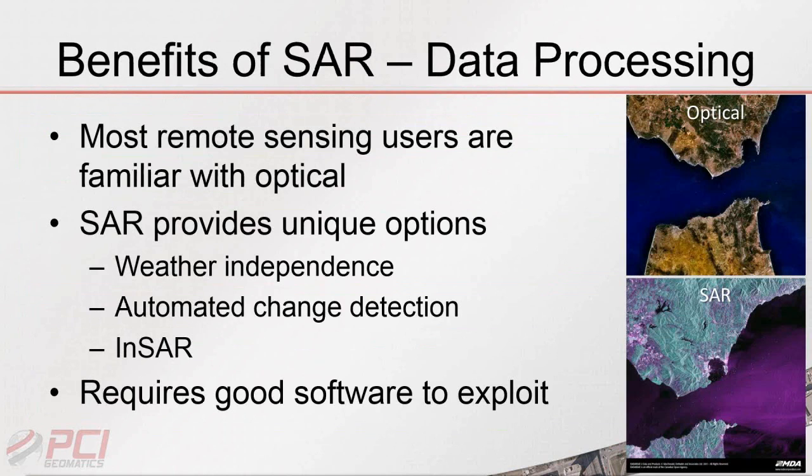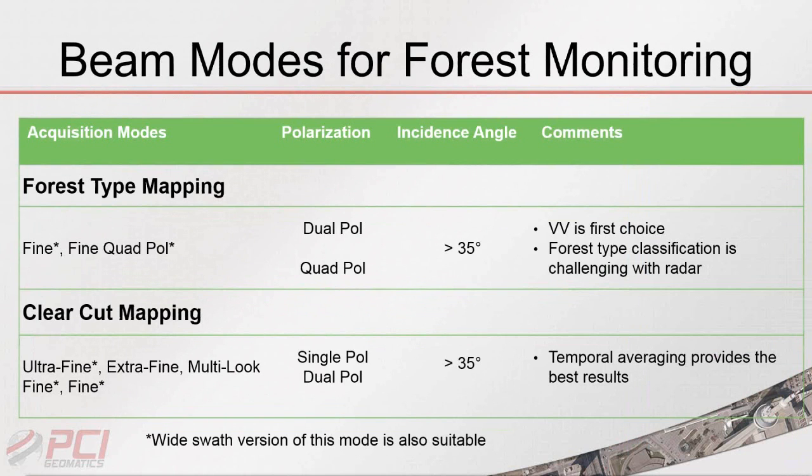Extra fine is a single pole mode, so that tends to be the way we use it. And looking at that temporal averaging over a long time frame really gives you good results on change in the forest canopy.